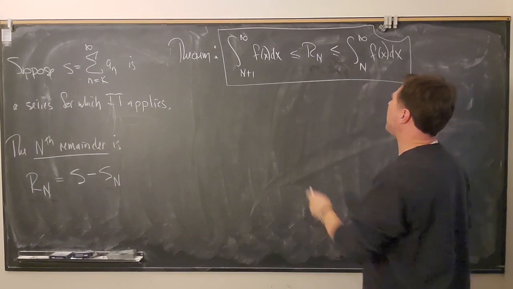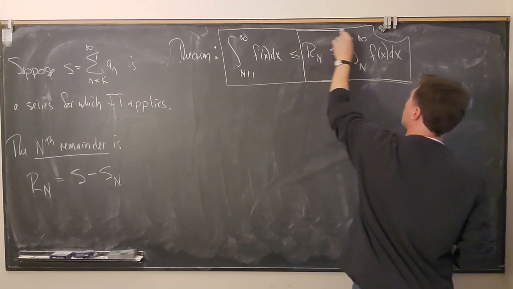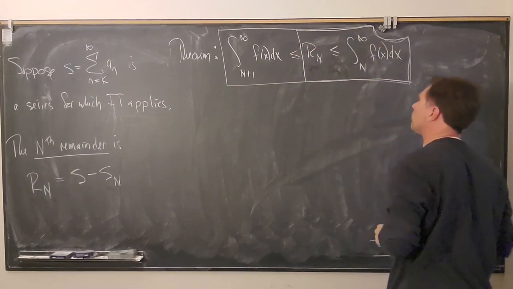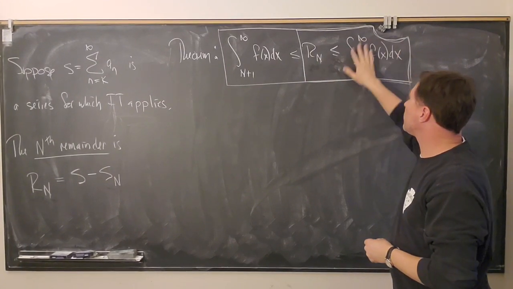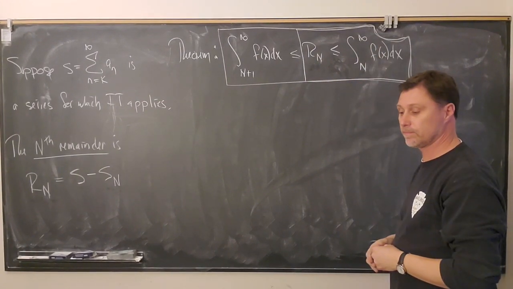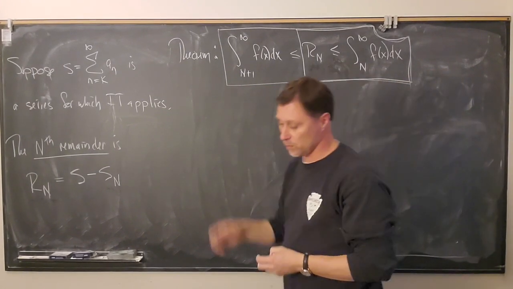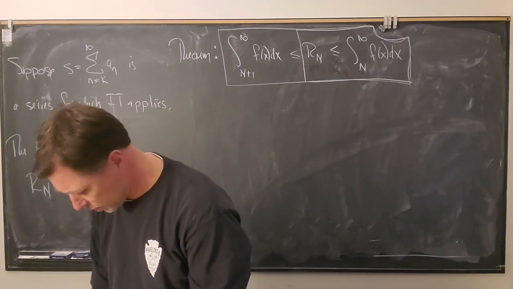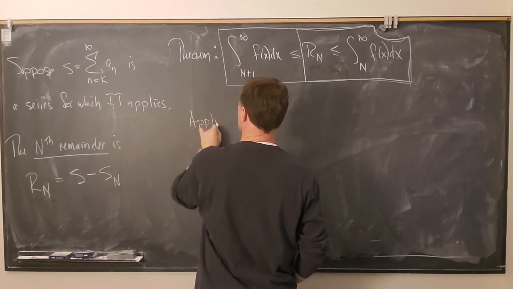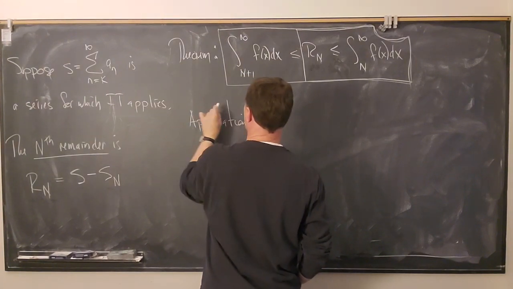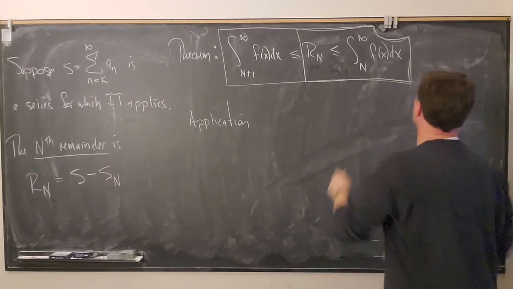In particular, I usually focus on the right-hand portion here. It tells us that if you want the remainder to be small, you should find the n value for which this improper integral is small. And if you do that, then you have a good way of approximating the actual sum. So let's do an application. And so I refer to this as the integral test error approximation.